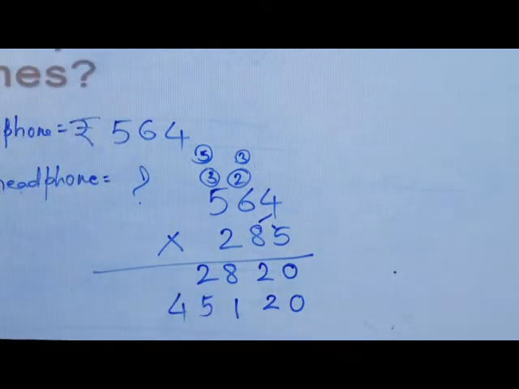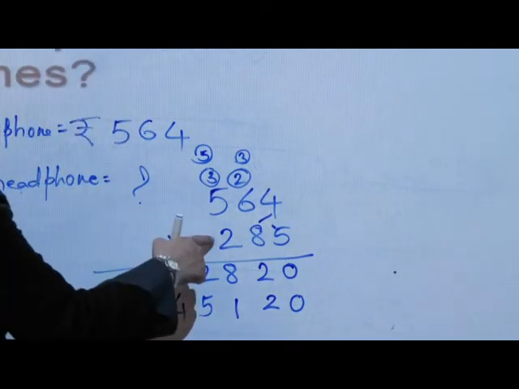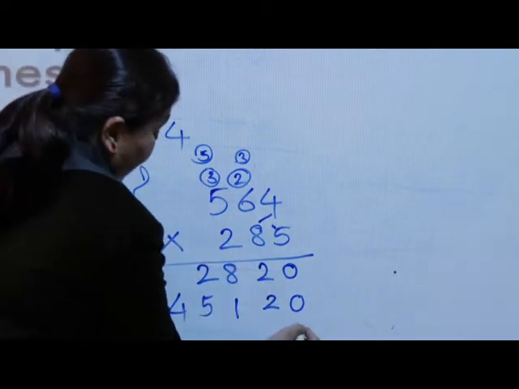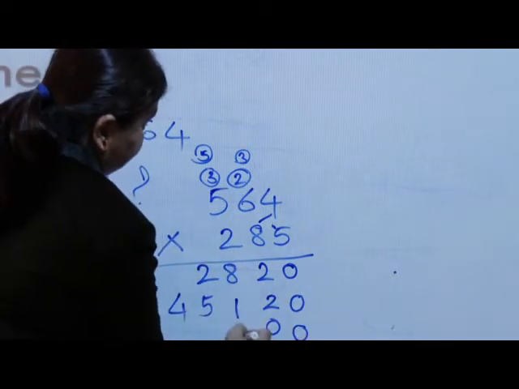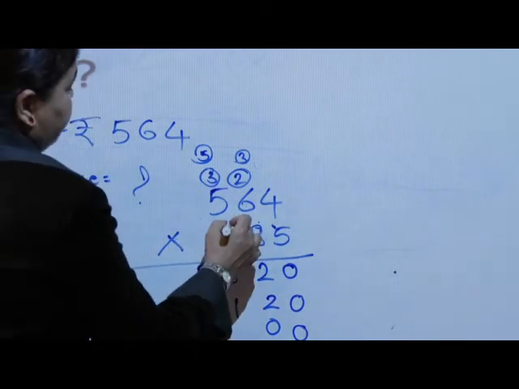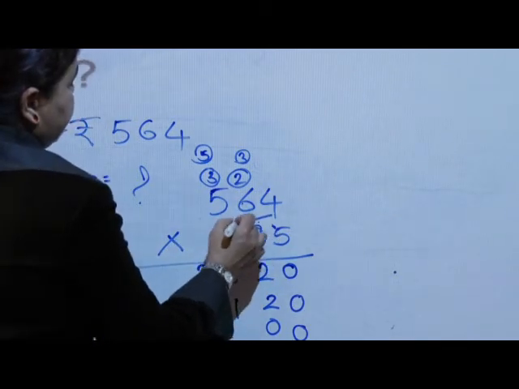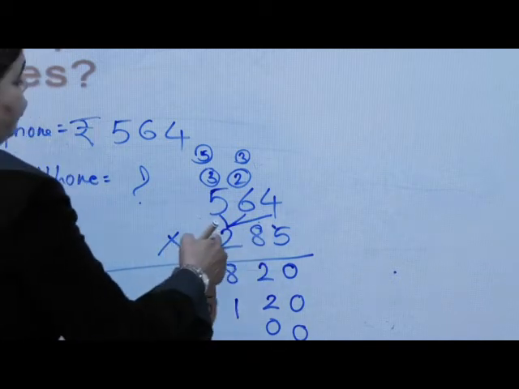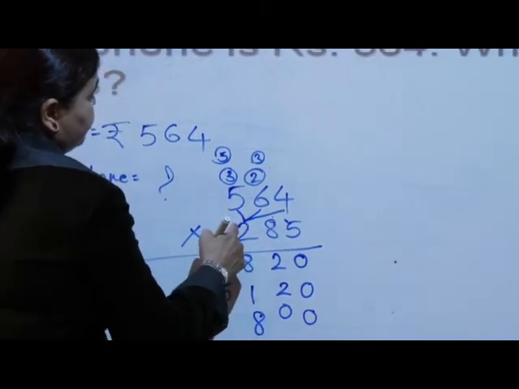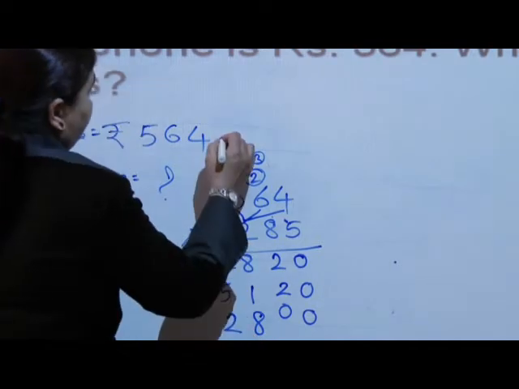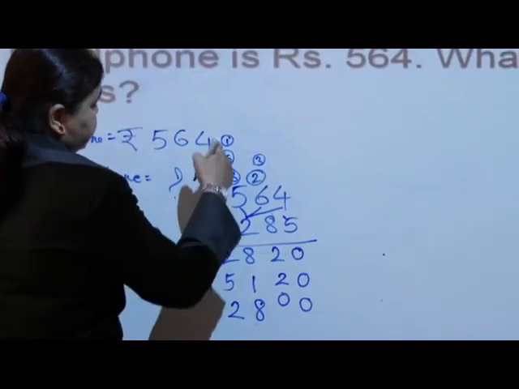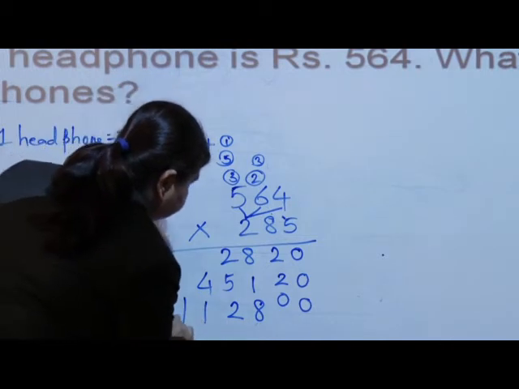Is my sum over? No, because I have one more digit here, in the hundreds place. So I have to insert 2 zeros and start with the hundreds place. Now this number will be multiplied with ones, tens and hundreds. So 4 2s are 8. 6 2s are 12. So I have to put 1 carry. 5 2s are 10 plus 1, 11.